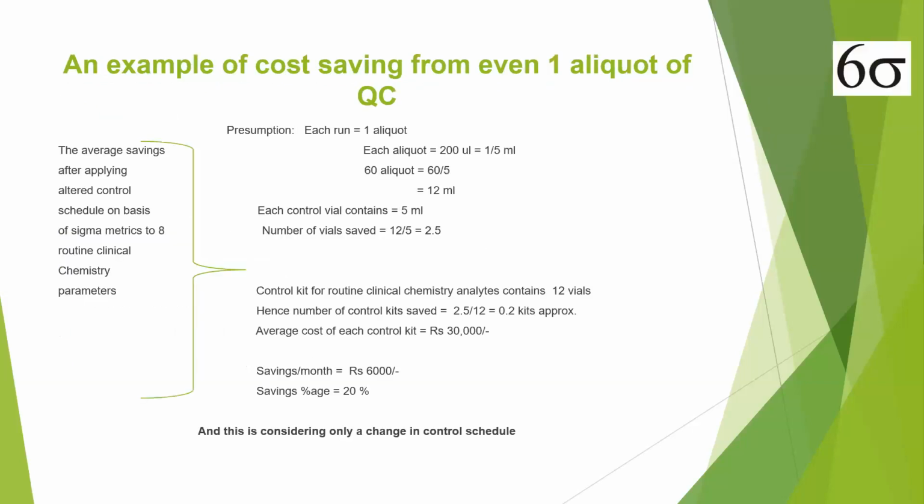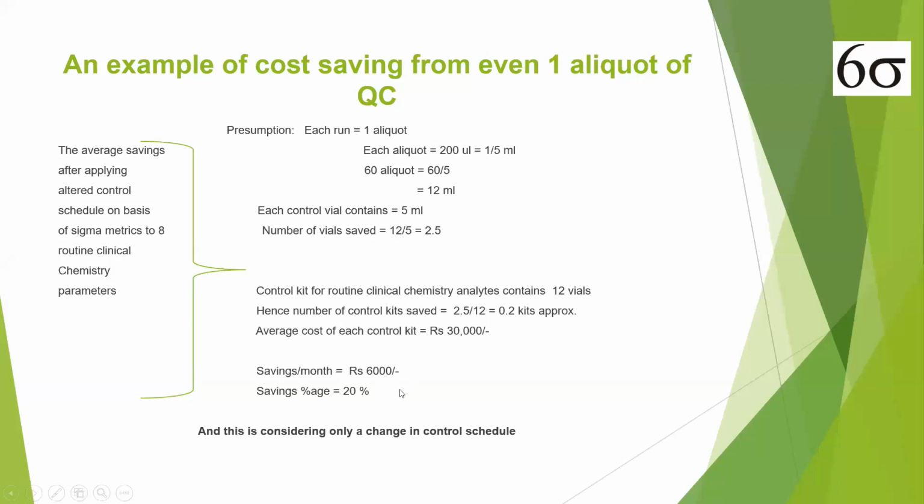One small example: even if you save 1 aliquot of QC, each run for QC, you take 1 aliquot. 1 aliquot has 200 microliter. 60 aliquots will have about 12 ml. Each control vial contains about 5 ml. So even if you save 2.5 vials, it's a lot of money. At the end of the month, you are saving almost 36,000 rupees per month, or about 20%.